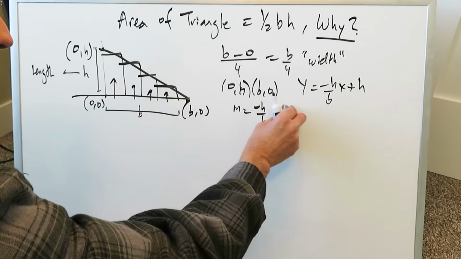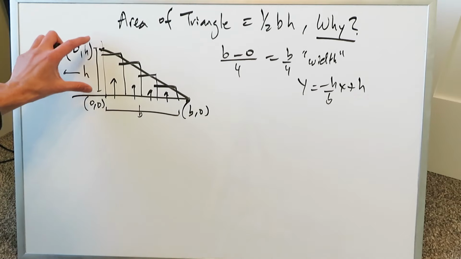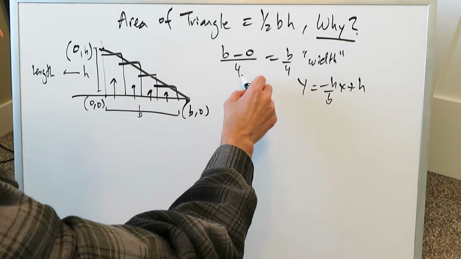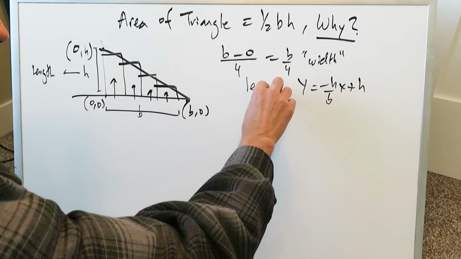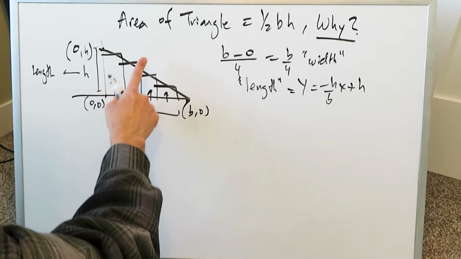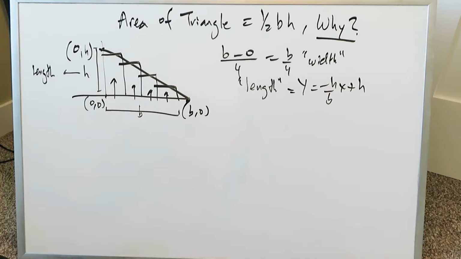F of x is equal to minus h over b times x plus h. Now, that equation of the function is very much synonymous, to some degree, with your length. It represents the distance from the x-axis to anywhere on this line. That will be representing the length of each rectangle.